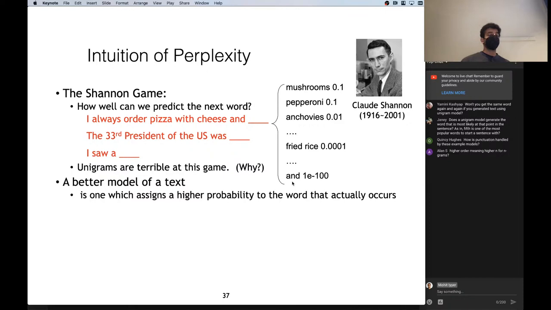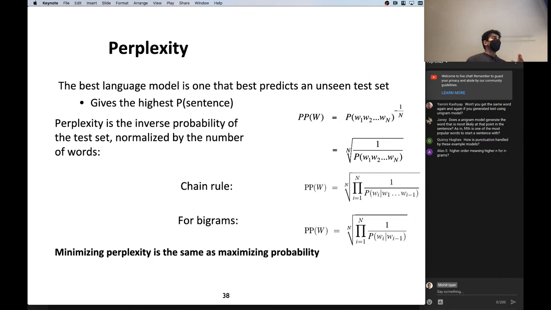This, as we've talked about, is basically the intuition behind a language model. We want a metric that evaluates how well we predict the next word on a held out data set. We can measure that using just the raw probability of the test set. We want a model that assigns higher probability to the test set than some other competing models. Perplexity is just an exponentiated version of that raw probability. So you can look at the example here.